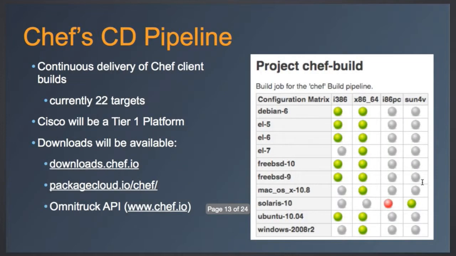So once we have this Chef agent built for the Nexus devices, we're going to bring it into Chef's continuous delivery pipeline. The Nexus integration is considered a tier 1 platform, so it will be treated the same as our Windows support or our Red Hat support. So it is officially supported, and we will block releases if something's not working on the Nexus platform. The downloads will be available in all the usual places, as well as through our download API.